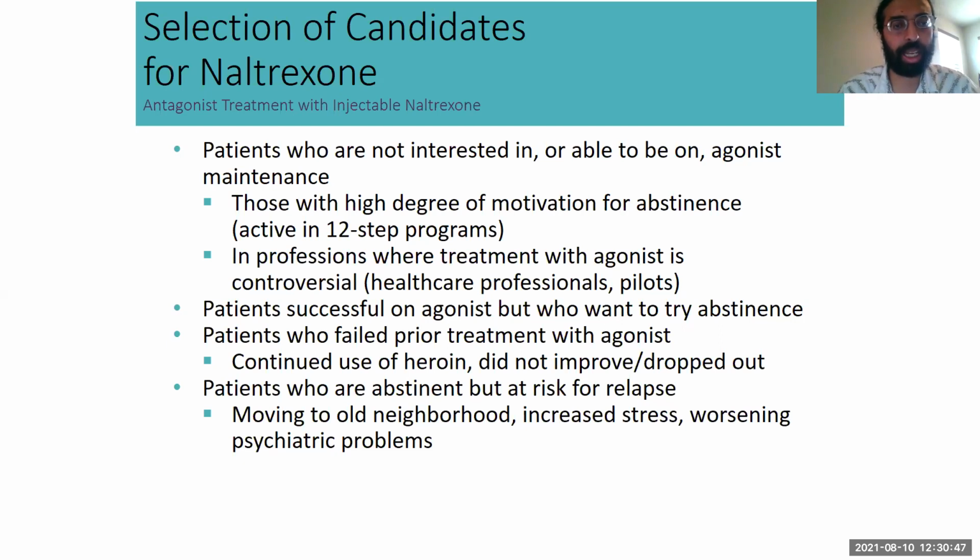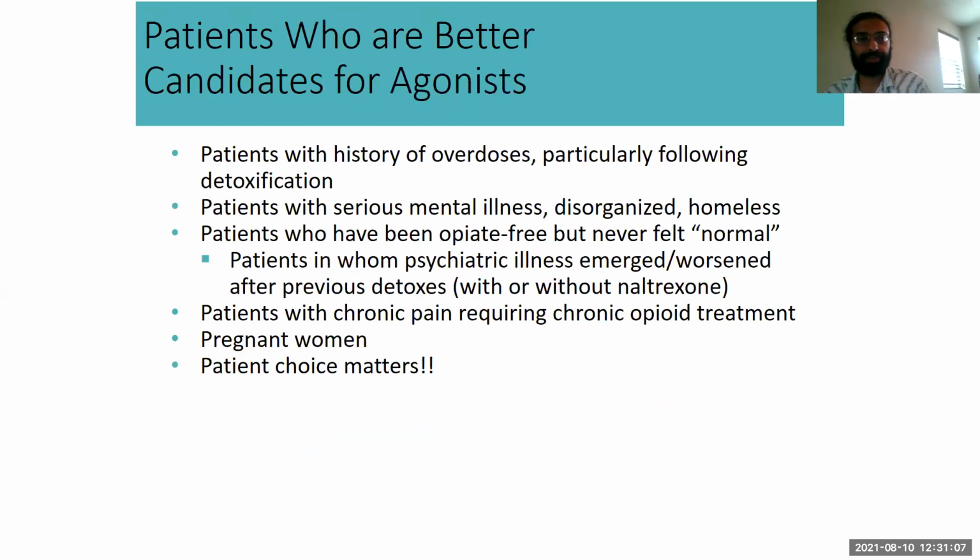The other big one is patients who are abstinent, but at risk of relapse, that last bullet. So we have patients who are not on an opioid, they've tapered off of methadone or buprenorphine, they haven't relapsed, but maybe they're moving to an old neighborhood, or they're going through increased stress and they're worried. And we say, why don't we place you on naltrexone for a while until things smooth out?